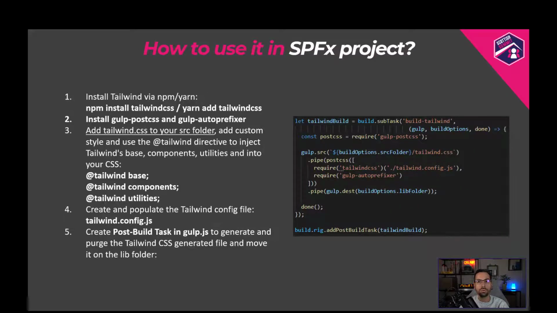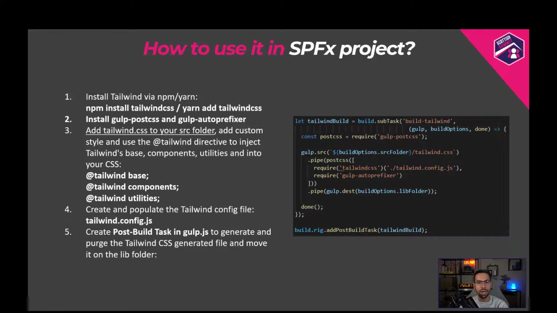Okay, but how to use it inside the SharePoint Framework project? We need to implement some steps to add Tailwind to a SharePoint Framework project. First of all, you need to add the Tailwind CSS package inside the SharePoint Framework project by using npm or yarn. Then you need to install Gulp PostCSS and Gulp Autoprefixer, because we need these two tools to run PostCSS inside Gulp and to run Autoprefixer inside Gulp.